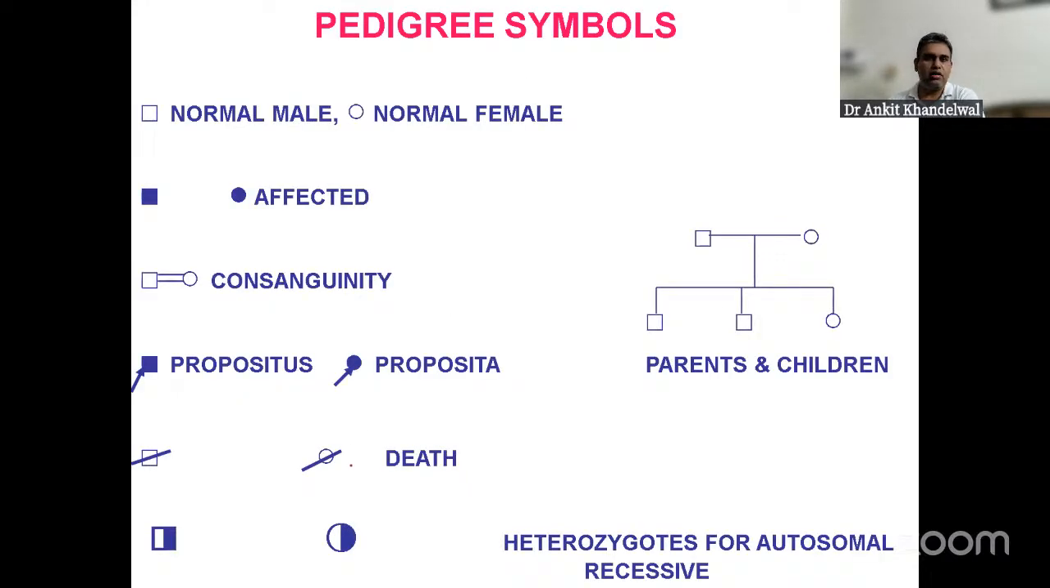How to show it in the pedigree? A normal male and female: the male is shown by a square and the female by a circle. If any male or female is affected by any disease, then obviously they are shown in bold colors, I mean the circle and the square are filled up. Consanguinity means a marriage between close relatives. That is a consanguineous marriage.